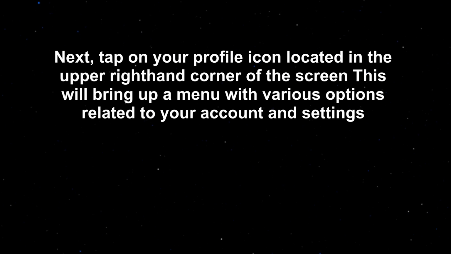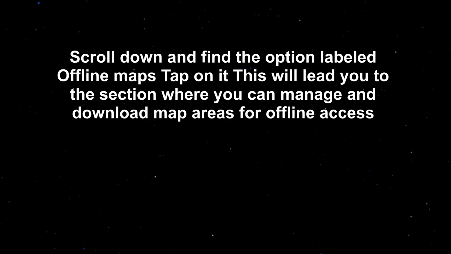Next, tap on your profile icon located in the upper right-hand corner of the screen. This will bring up a menu with various options related to your account and settings. Scroll down and find the option labeled Offline Maps. Tap on it. This will lead you to the section where you can manage and download map areas for offline access.